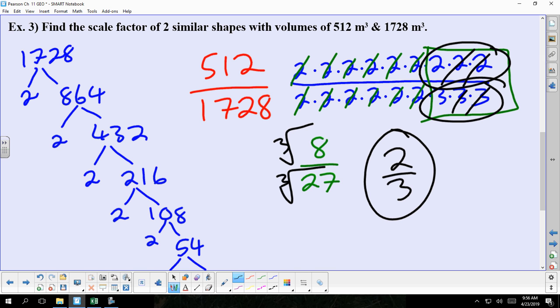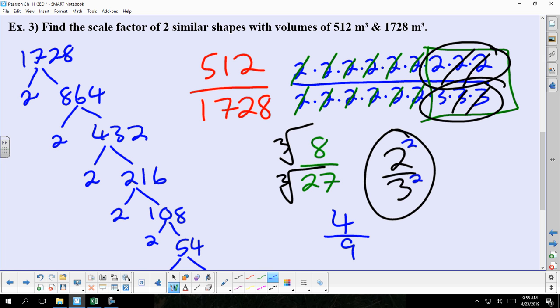Let's take it one step further. What is going to be the ratio of the areas? Let's square each of those, right? So the surface areas are going to have a scale factor of 4 to 9. Questions on this so far?